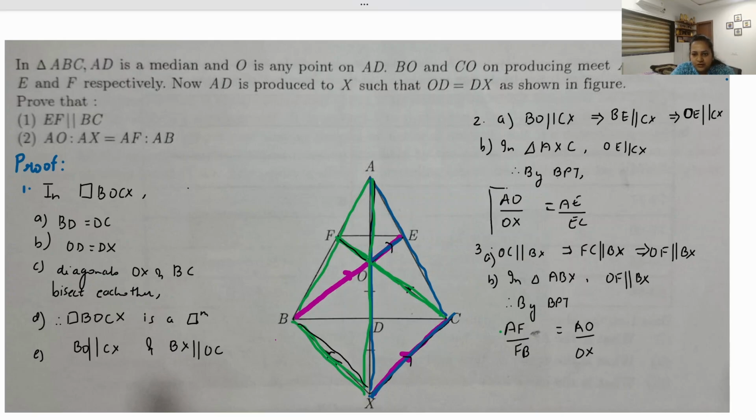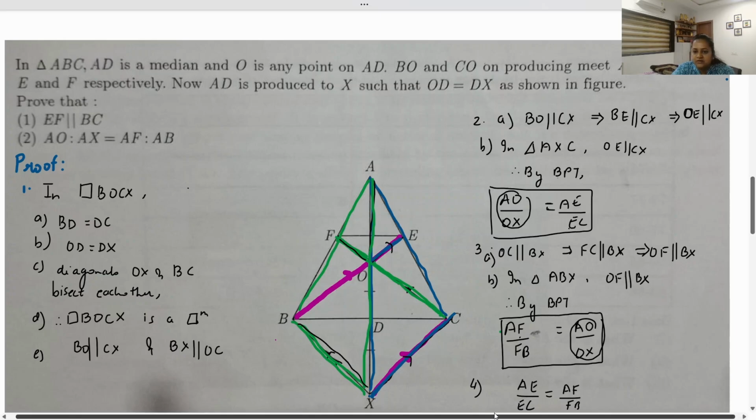If we look at these two carefully, we have AO upon OX is equals to AE upon EC, and AO upon OX is AF upon FB. So can we say that AE upon EC is equals to AF upon FB? We get it from here, no? AO upon OX, AO upon OX, right? So therefore these two ratios are equal and we got it. What did we get? We got AE upon EC is AF upon FB.